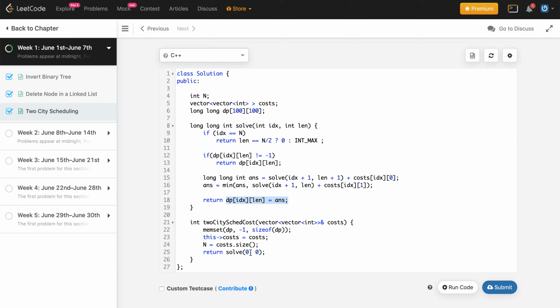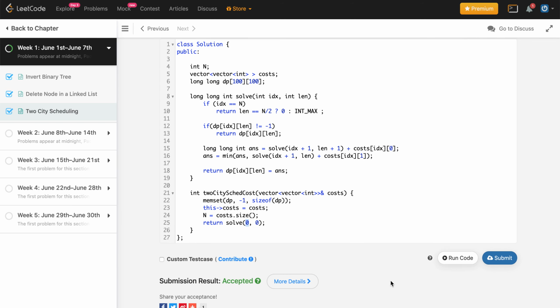And here, as you can see, I've just initialized my DP table, assigned the global cost to the local cost vector here, a vector of vectors, and then also assigned the size. Then I have started from 0 0 0, and that will bring us the answer. Let's submit. So yeah, it went through.